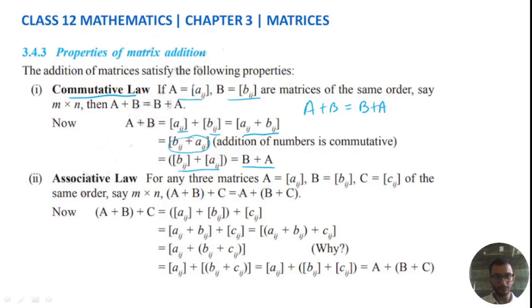Next is associative law. That is, if you are adding 3 matrices, then it doesn't matter which first 2 you are adding. You can't add 3 directly, right? First you have to add 2, then to that you will add the 3rd. So it doesn't matter whether you add A plus B first and then add C, or add B plus C first and then add that to A. So it doesn't matter which way you are going. If you want to see the proof, you can just look into this. I will move to the next.